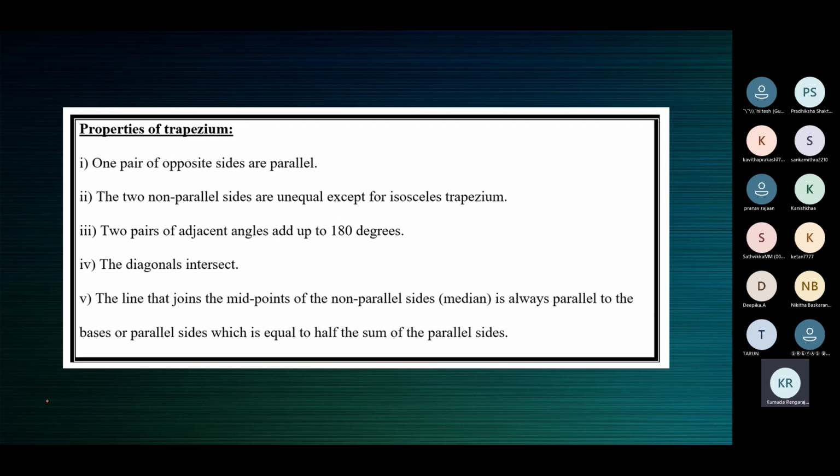The diagonals intersect. Yeah, we know the diagonals intersect. This property is important. 1 mark questions. The line segment that joins the midpoints of the non-parallel sides is always parallel to the bases or parallel sides, which is equal to half the sum of the parallel sides. So let's take up the figure here.